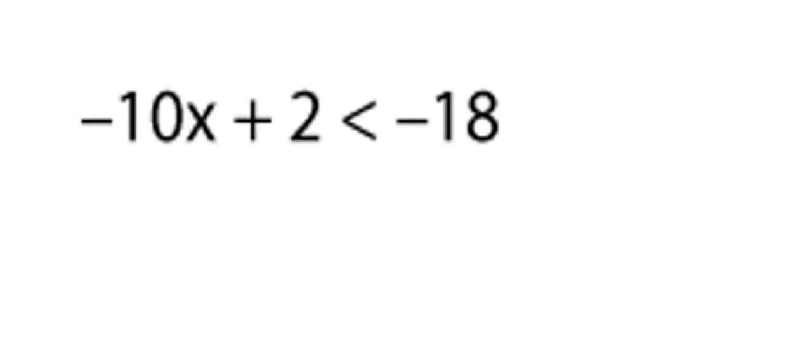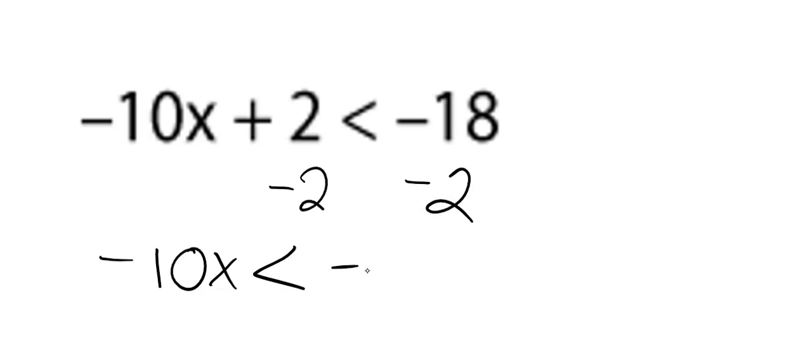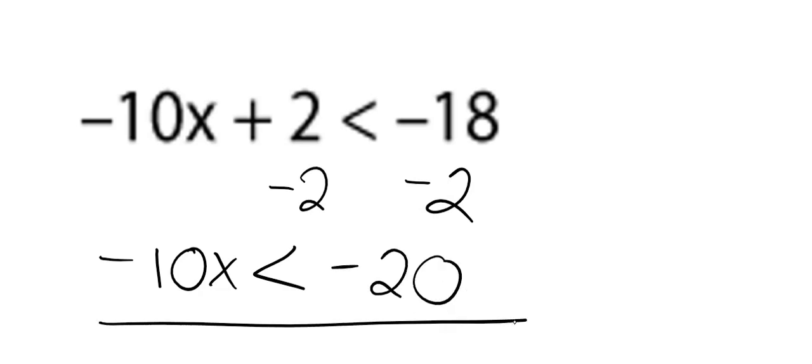Here is the next question. So we have minus 10x plus 2 is less than or equal to minus 18. So again, we'll isolate the x by subtracting 2 on both sides. And we get minus 10x is less than or equal to negative 20.